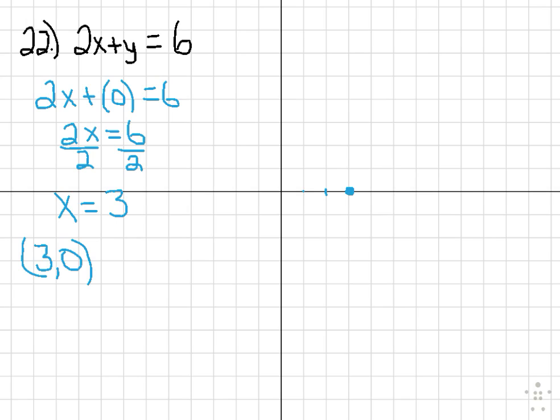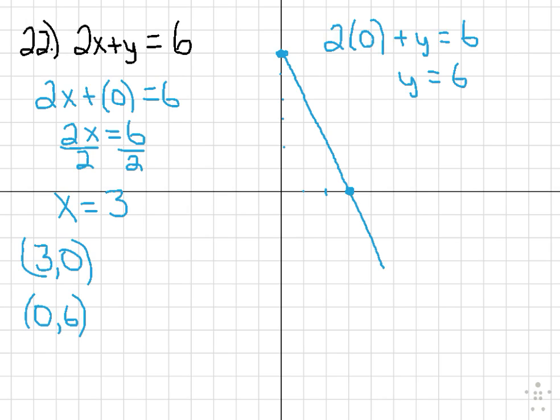Now, for my y-intercept, I let my x be 0. So 2 times 0 plus y equals 6. So this is simply just y equals 6. So my y-intercept is 0, 6. So 1, 2, 3, 4, 5, 6. So I know it crosses the y-axis at 0, 6. So there's my graph. Just use those 2 points, and if this is not a super straight line, forgive me.